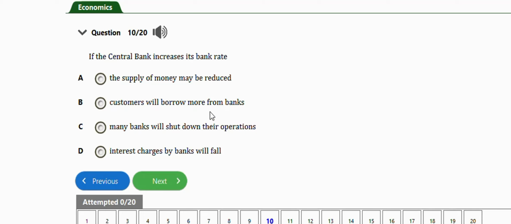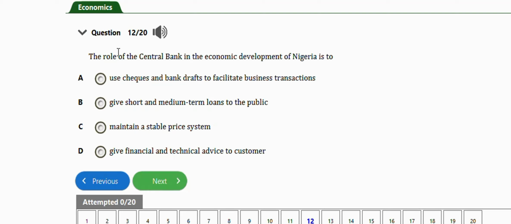Okay, so the next question will be this one. Says the role of the central bank in the economic development of Nigeria is to use checks and bank drafts to facilitate business transactions, give short and medium term loans to the public, maintain a stable price system, give financial and technical advice to customers. The right answer is option C, which is to maintain a stable price system.